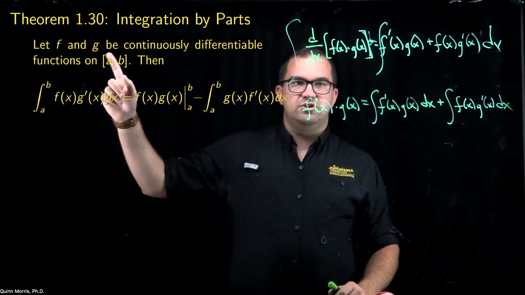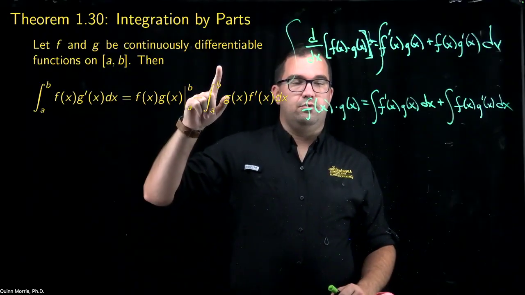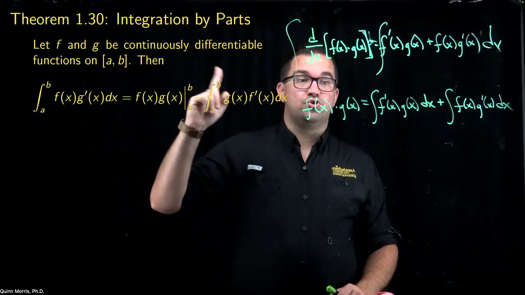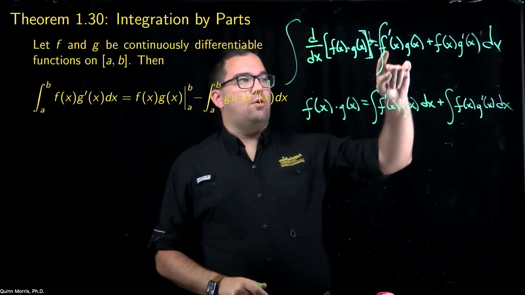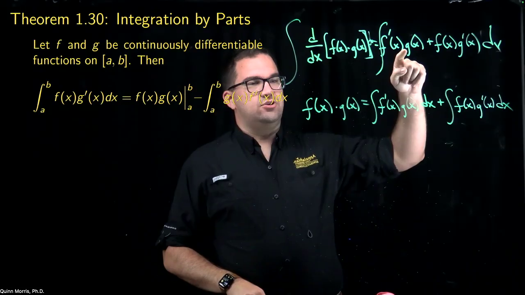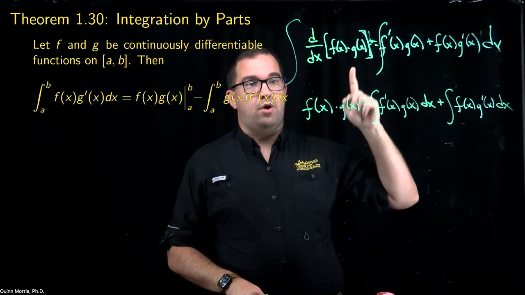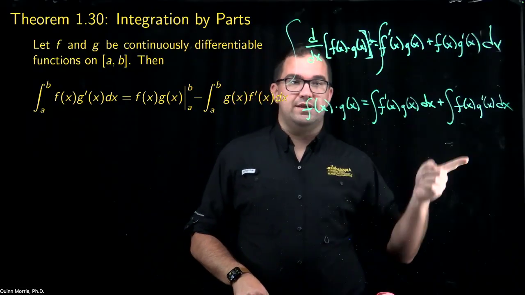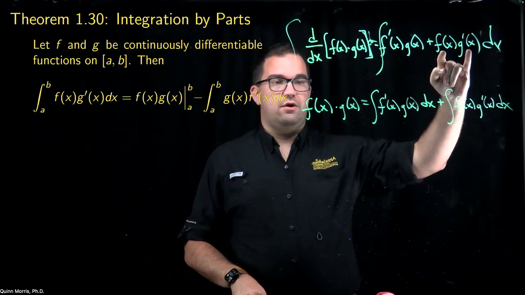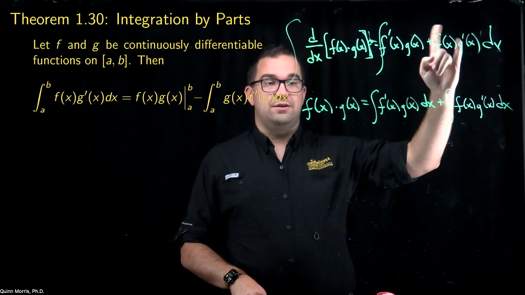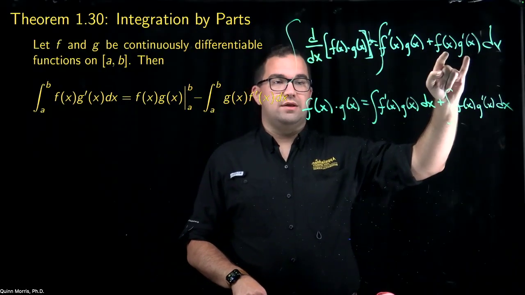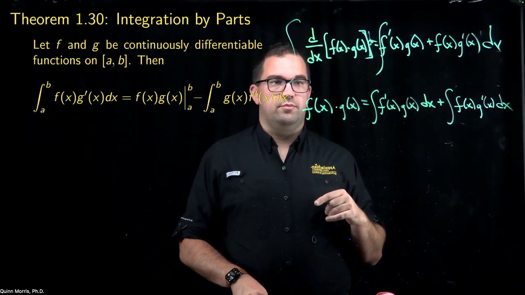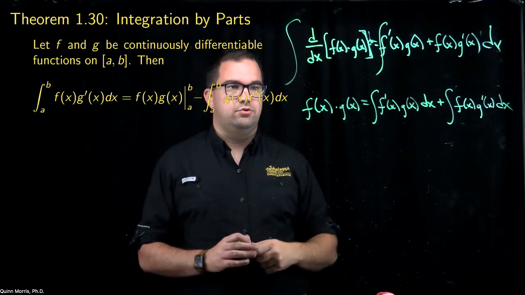The assumption that f and g are continuously differentiable means that the function is continuous and its derivative is continuous. So I know that f prime is continuous and g is continuous. The product of continuous functions is continuous, and all continuous functions are integrable. Similarly over here, I know f is continuous, I know g prime is continuous. The product of continuous functions is continuous, and all continuous functions are integrable. So I know I can actually do this.